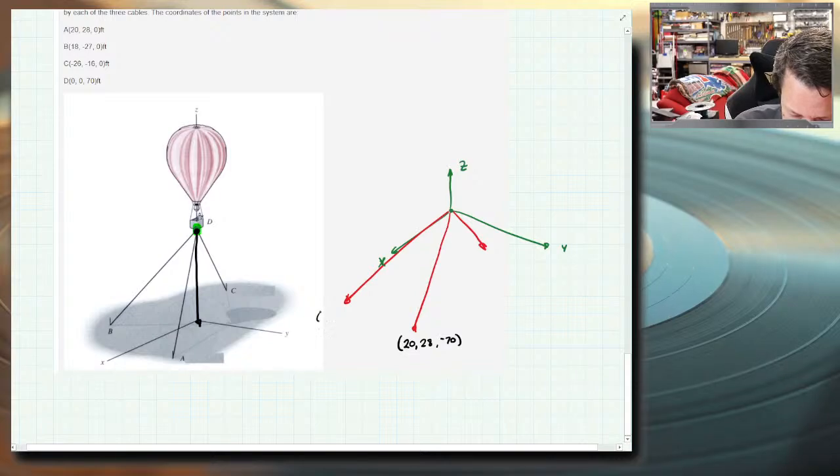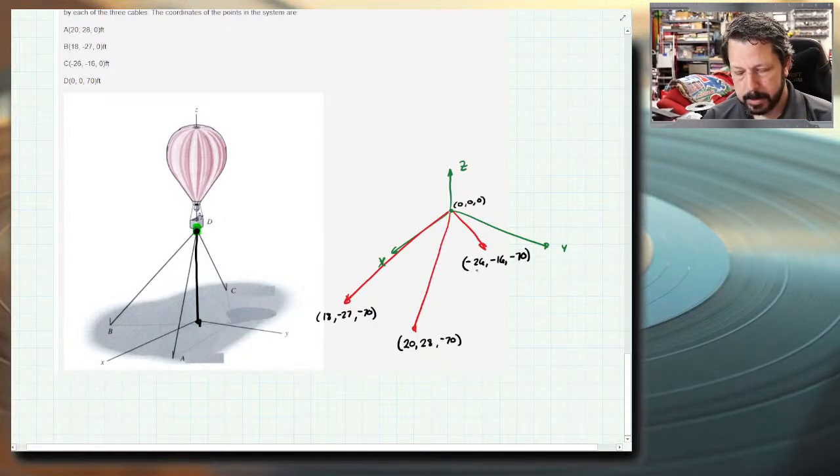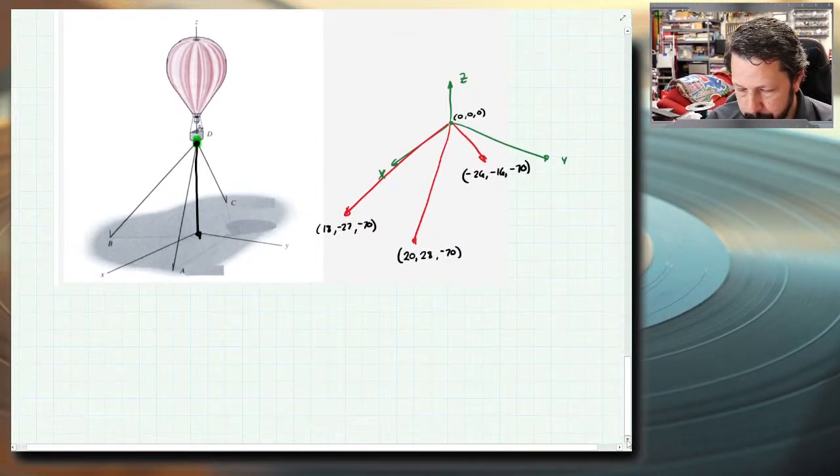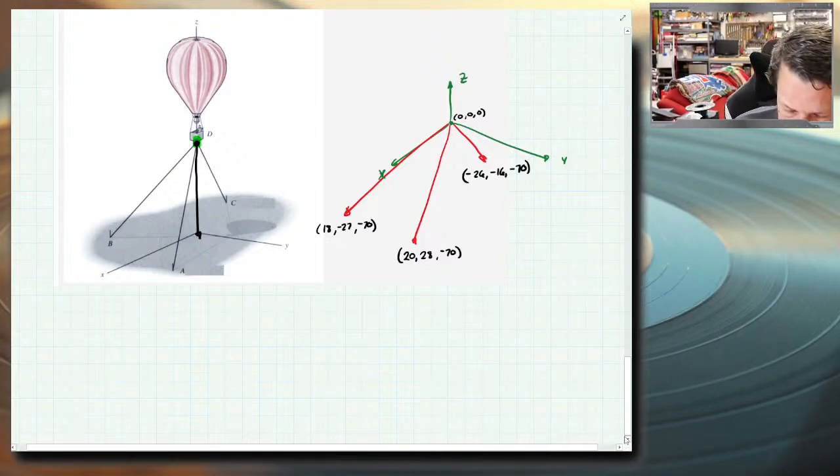B, 18, negative 27, also down at negative 70. This is 0, 0, 0 now. And then this one in the back, negative 26, negative 16, negative 70. Okay. And at that point, we need to find the length. Let's see. This is A, B, C, and D.